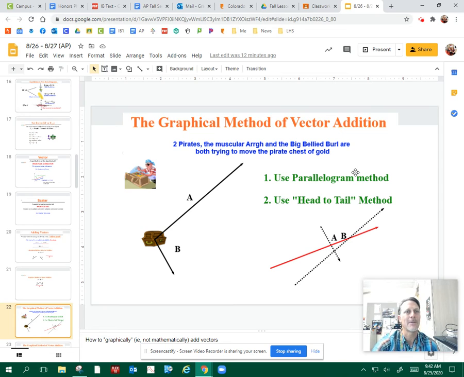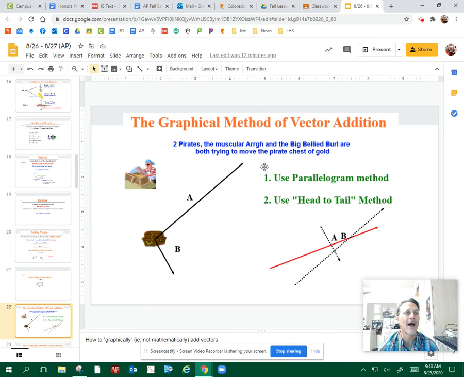So here's a couple examples of how to do the graphical method of vector addition. And again, don't forget about the speaker notes. All this information that I'm talking about is in here. But let's imagine we have two pirates. We've got this really muscular Arr and this big-bellied Burl, and they're both trying to move this pirate chest of gold to their pirate lair.